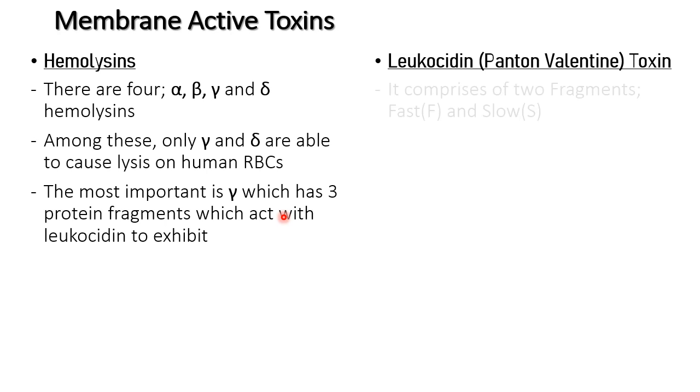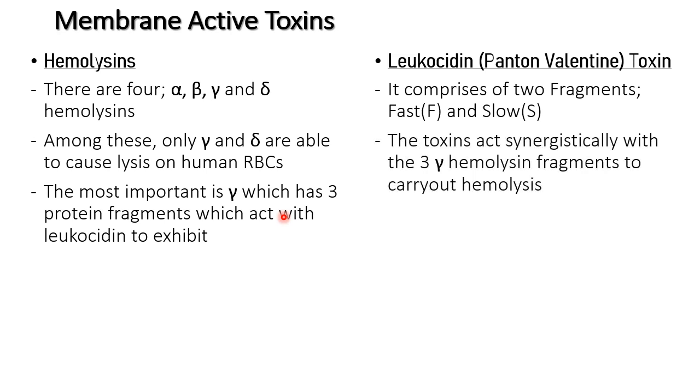Let's go to the leukocidin. This guy comprises 2 protein fragments, which are the fast and slow. These 2 protein fragments act with the 3 protein fragments of gamma hemolysin, and then they form a synergistic action that carries out lysis on red blood cells and white blood cells.